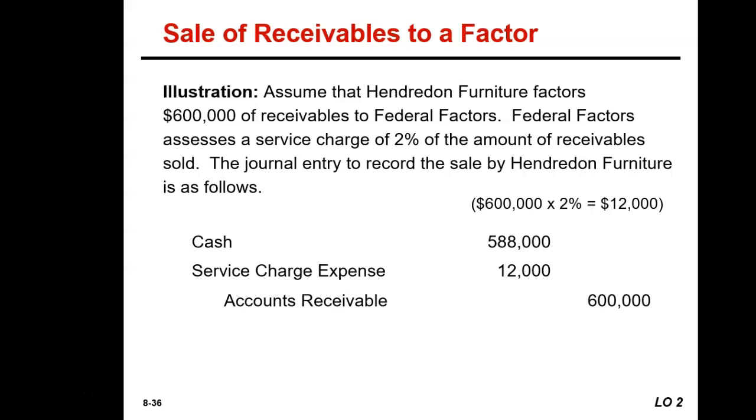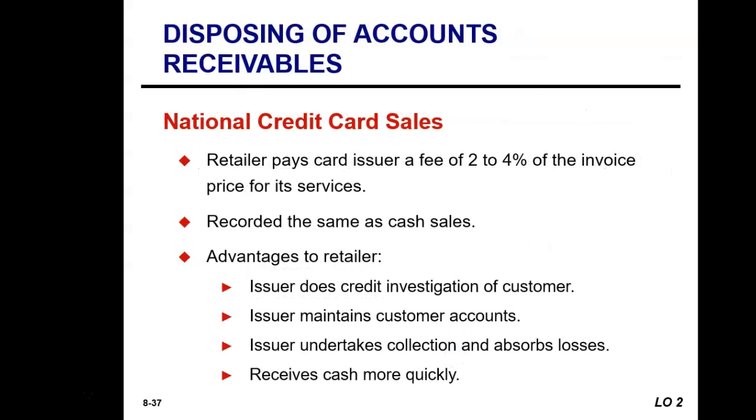That's the $600,000 less the 2% service charge, which is recorded as an expense, and then we'll credit accounts receivable for the full amount of $600,000. So these receivables now will be collected by the finance company instead of by this furniture company. Okay, so to factor our receivables means we're going to sell receivables to a finance company. All right, what do we got next?